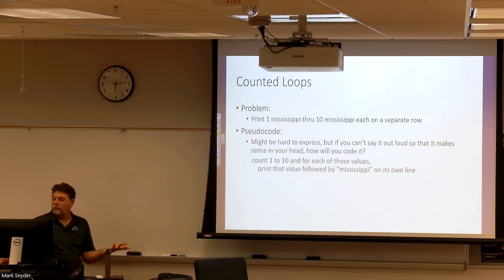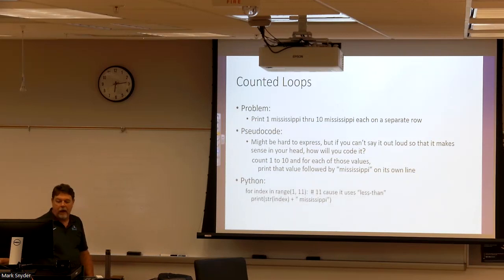Okay, this one, the pseudocode is a lot easier. Count from 1 to 10. And for each of those values, print that value followed by Mississippi on its own line. Two sweet, simple little lines of pseudocode, and we're done.